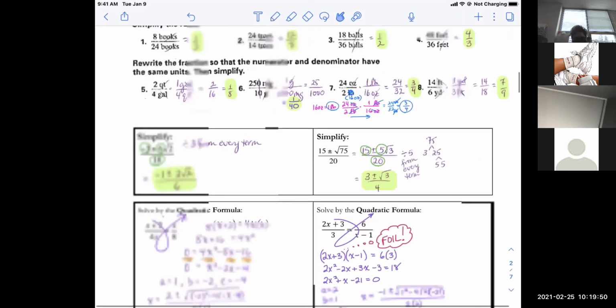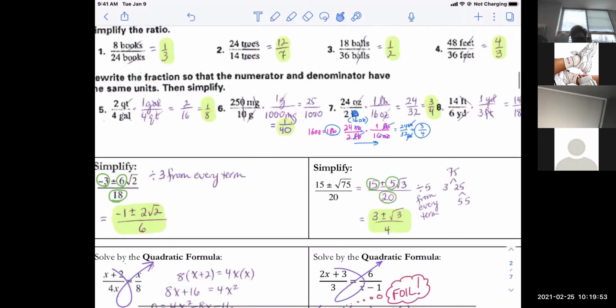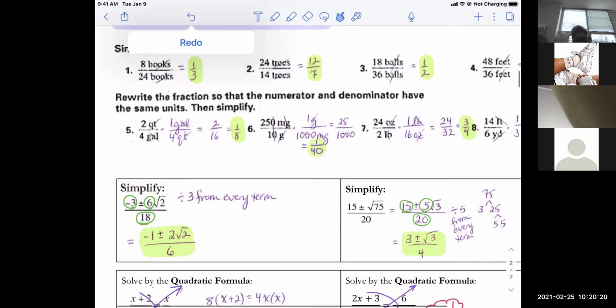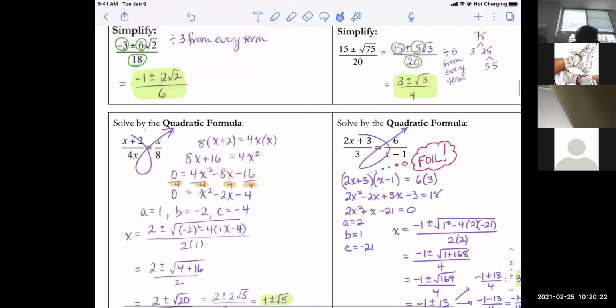Okay, what about the simplify problems? Do you have any issues with the simplify problems? I know I did a couple of those kind of quickly last time. Do you want to work through any of those? No? You're not going to talk to me? Any questions on those? Yes.